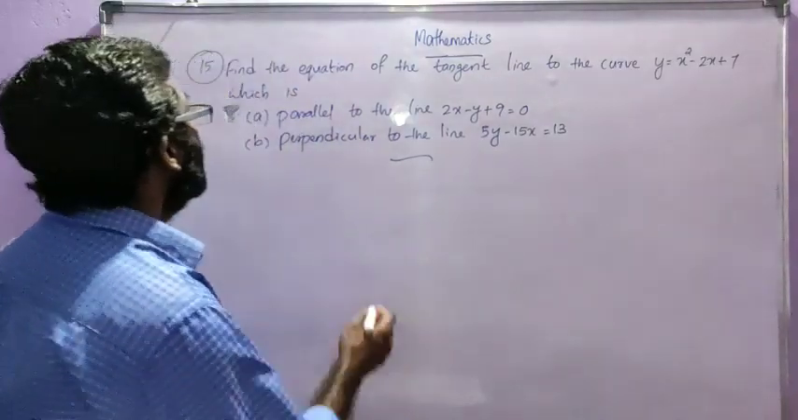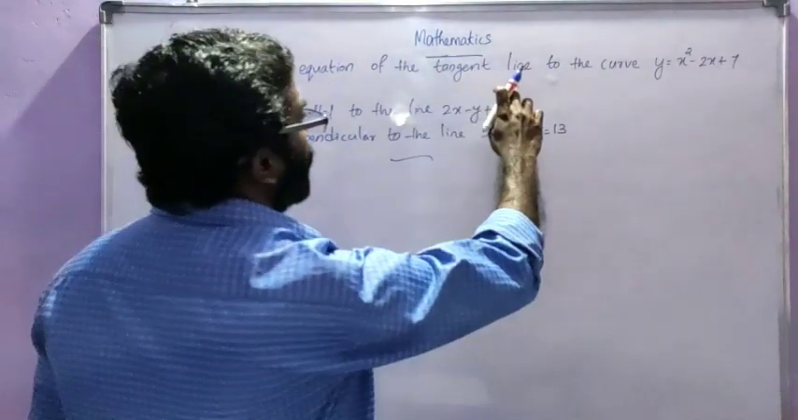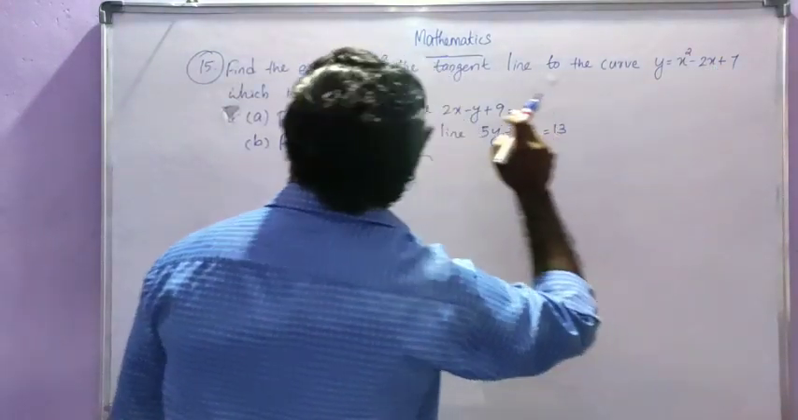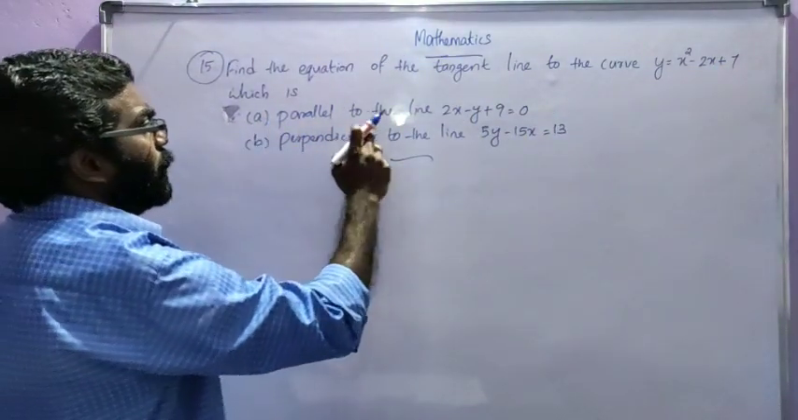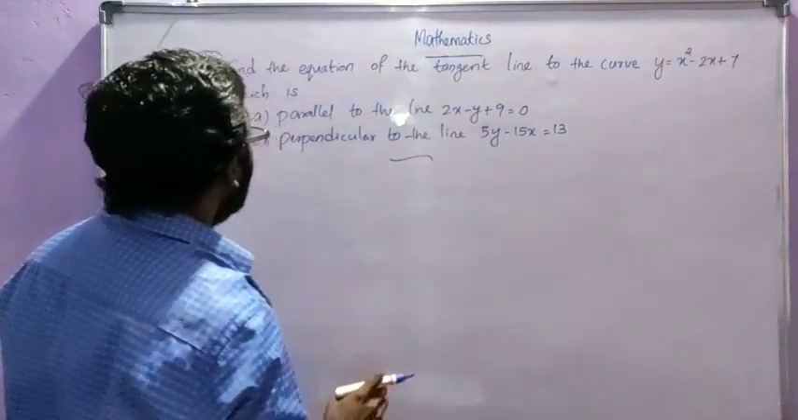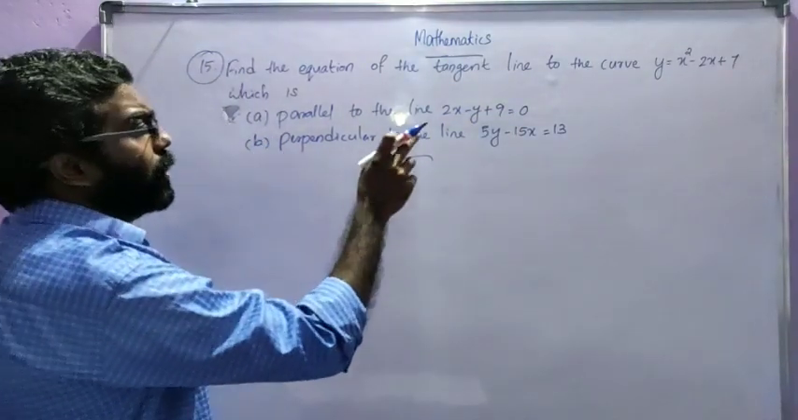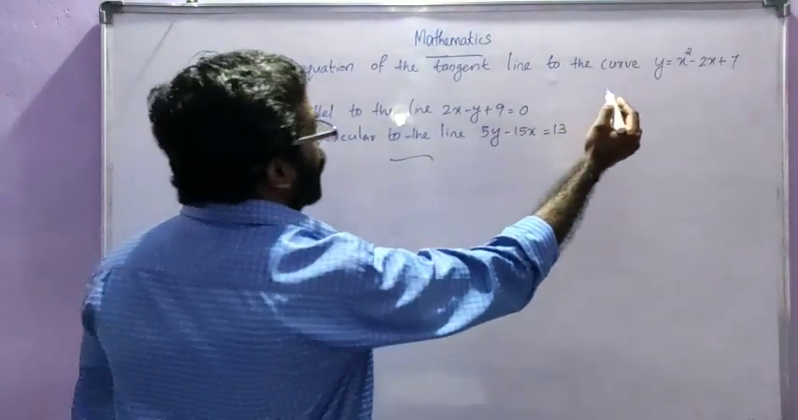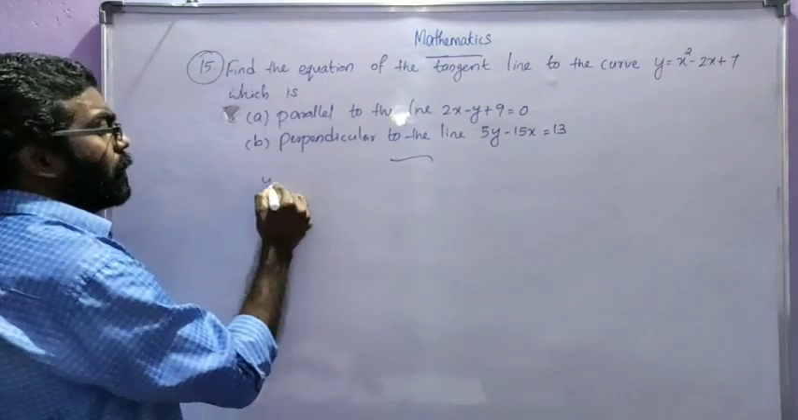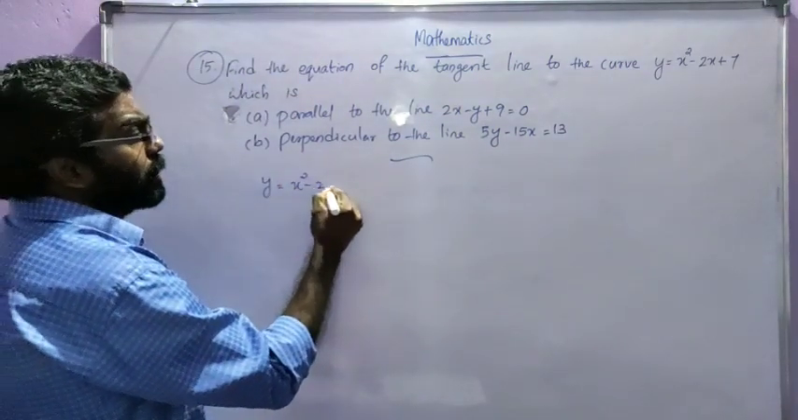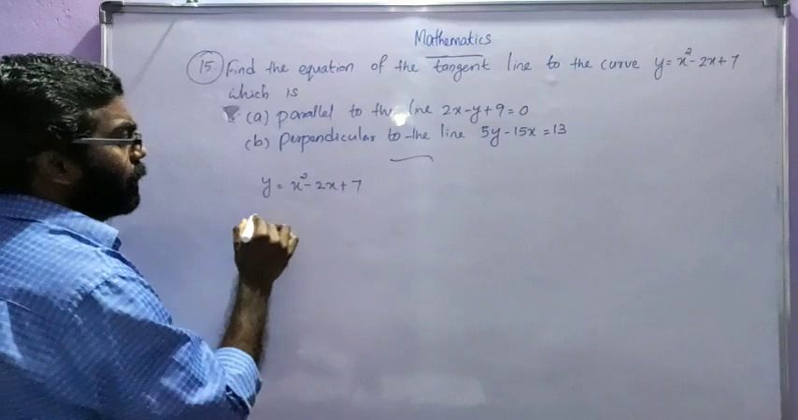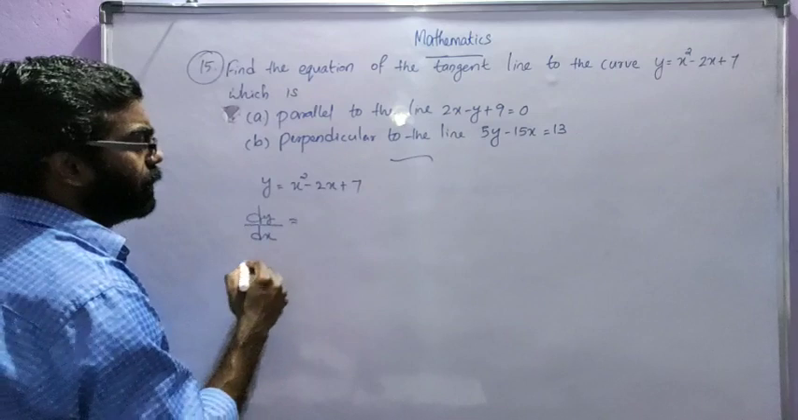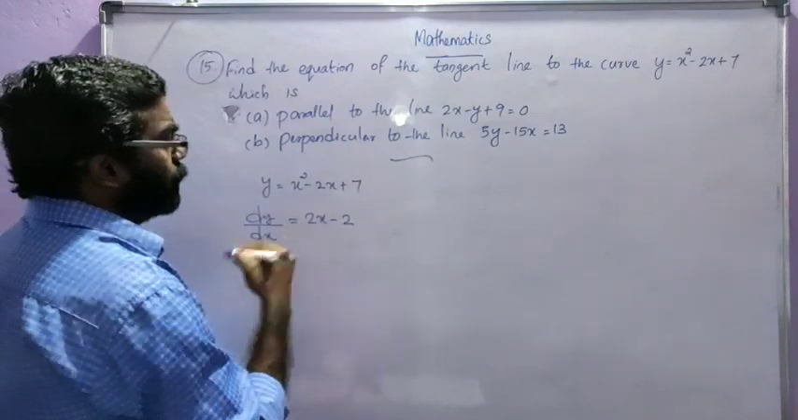Here the question is, find the equation of the tangent line to the curve y is equal to x square minus 2x plus 7, which is first one parallel to the line 2x minus y plus 9 equal to 0, and second one perpendicular to the line 5y minus 15x is equal to 13. So here the equation of the curve is y is equal to x square minus 2x plus 7. Here we can find the derivative dy by dx, or the slope of the tangent, 2x minus 2.